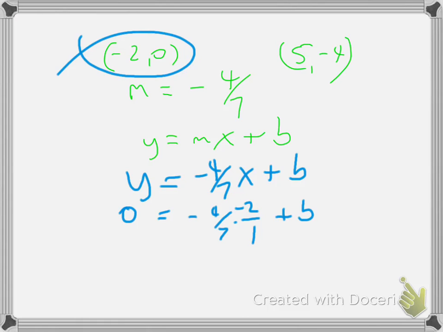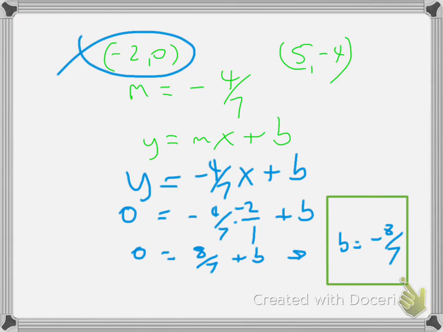So minus 4/7 times minus 2 is positive 8/7. Cool. Plus b equals 0. Well, that means b equals negative 8/7. Because that's how that works. Holy moly. Well, there's one of your answers. That's not your whole answer yet, because the question says, what is the equation of the line?